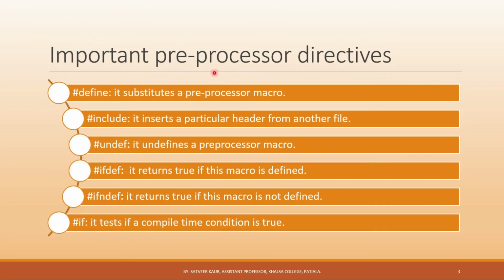These are some important preprocessor directives. First one is #define. It substitutes a preprocessor macro. The second one is #include. It inserts a particular header from another file. Third is #undef. It undefines a preprocessor macro.